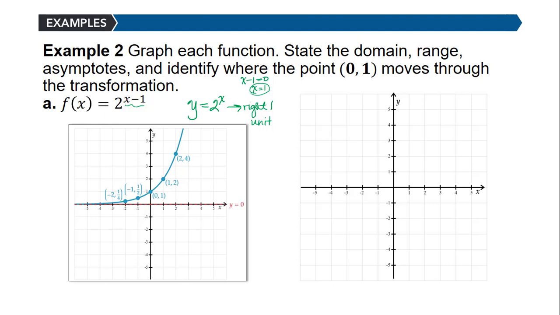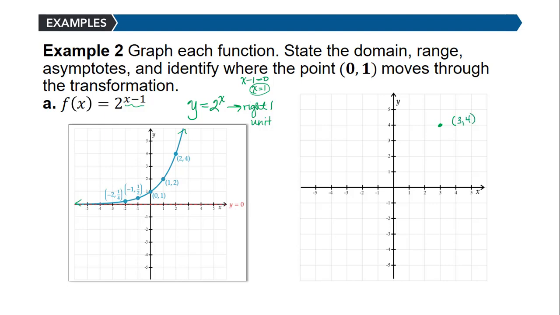And so I have on the screen the basic graph of 2 to the x, which recall goes through negative 2, 1/4, negative 1, 1/2, 0, 1, 1, 2, and 2, 4. So it is that basic increasing exponential function. We have a horizontal asymptote at y equals 0. So on the transformed graph, we will move each of these points to the right 1 unit. So 2, 4, when I move it right 1 unit, becomes 3, 4.